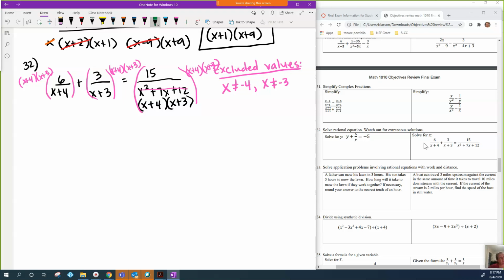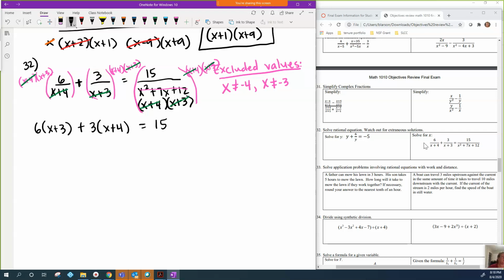So I can see that x plus 4 on the bottom divides out with that x plus 4 on the top, x plus 3 on the bottom with x plus 3 on the top, and then both of these will divide out there, right? I killed all the denominators. And then what am I left with? Well, on the first one, 6 times x plus 3. The second one, 3 times x plus 4 equals 15.